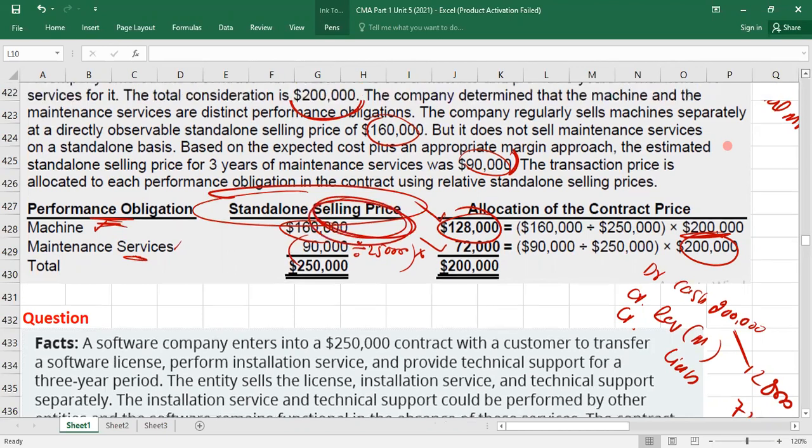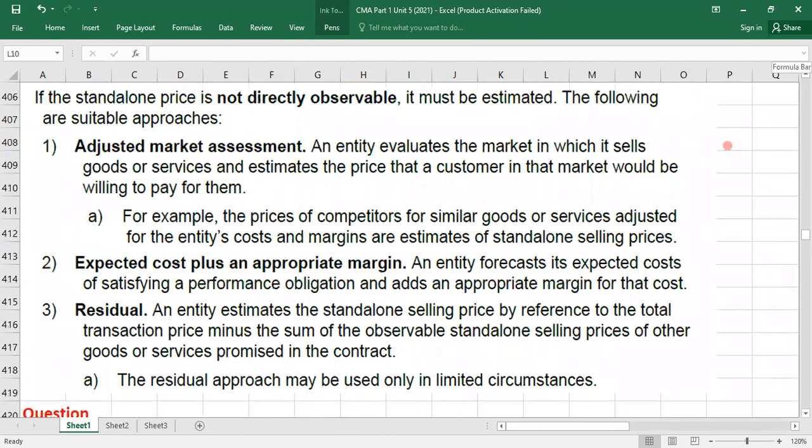So here the standard provides 3 guidelines. Guideline number 1, first priority: if sale prices, like those given there, 190 and something, 160 or 90, are not directly observable, you have to estimate. And the standard gives you guidelines to estimate. What's the number 1 point? You have to take the adjusted market assessment.